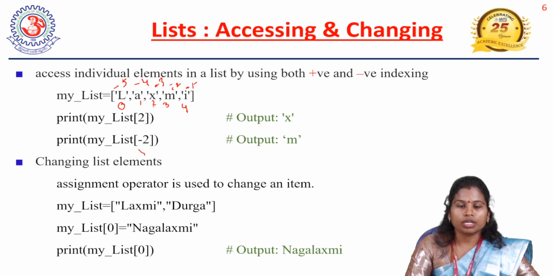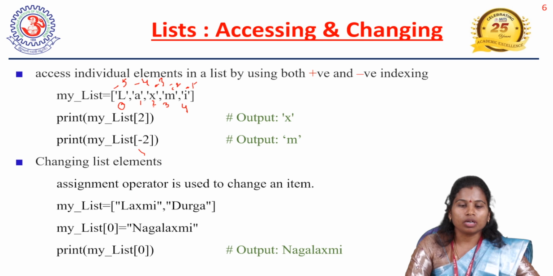Now using a negative indexing value, I want to access an element from the list. Here I applied -2 negative indexing to my list variable. So now -2 is at the top. At -2, M is the element. Now using the print function, retrieving the element M from the list and displaying it on the output screen.